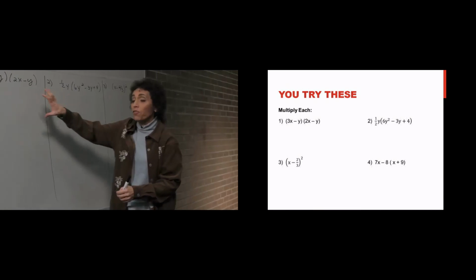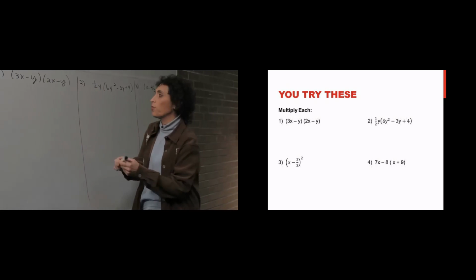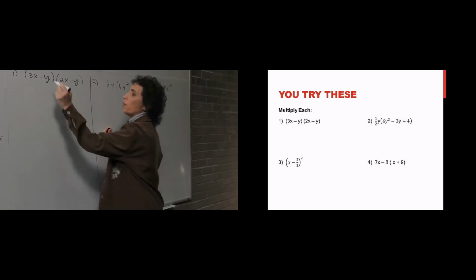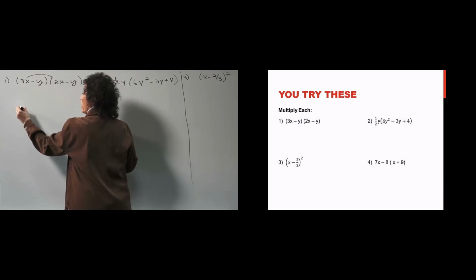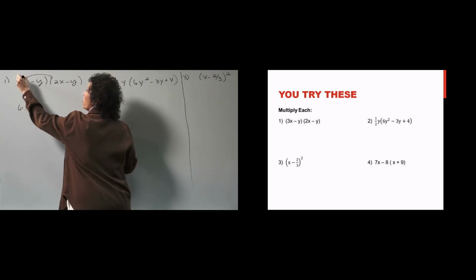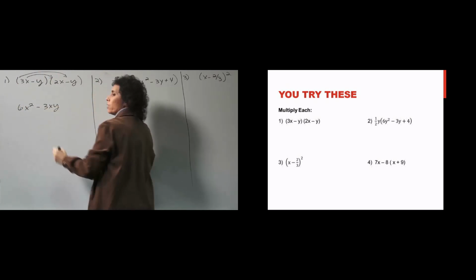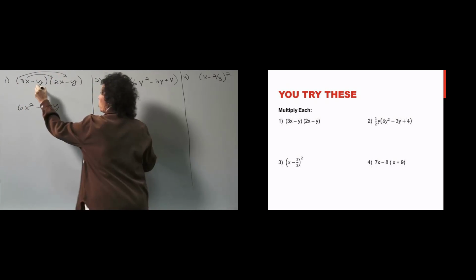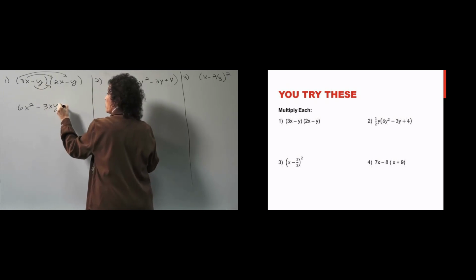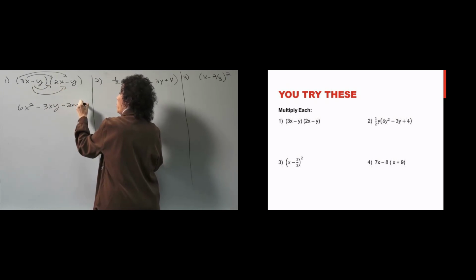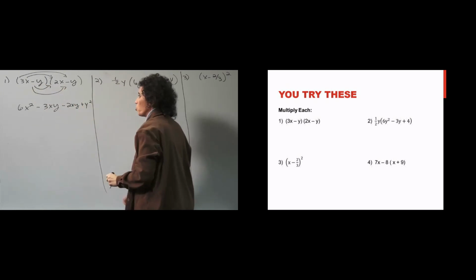Okay? This is either foiling or just distributing, which is really the same thing, but I don't have to go find my first, outer, inner, last terms. So here we go. 3x times 2x is 6x squared. Positive times a negative is a negative 3xy. Be sign conscious here, you'll lose some signs. A negative times a positive is a negative 2xy. A negative times a negative is a positive. Y times y is y squared.